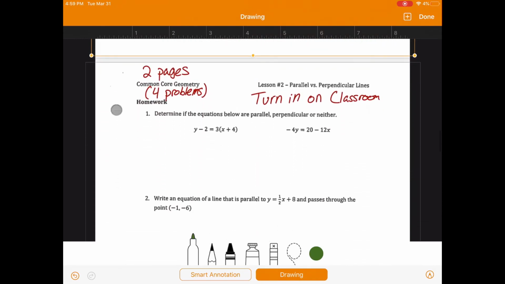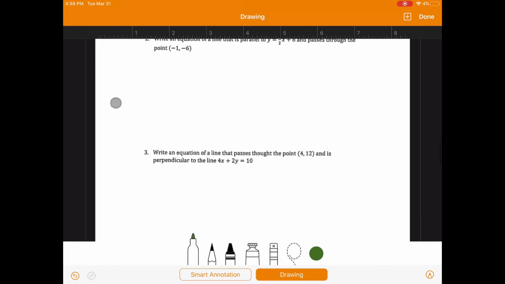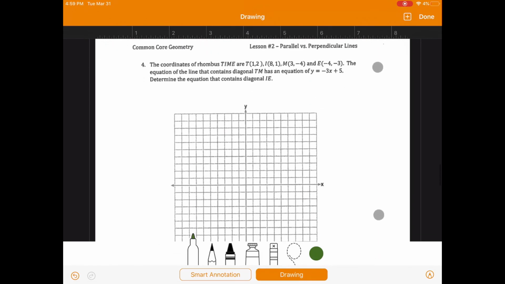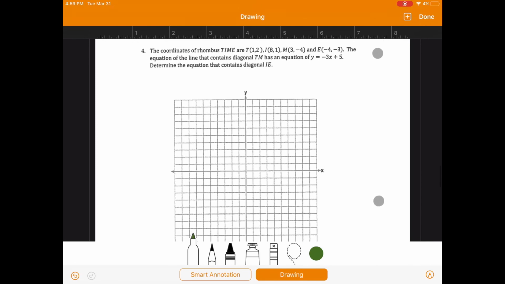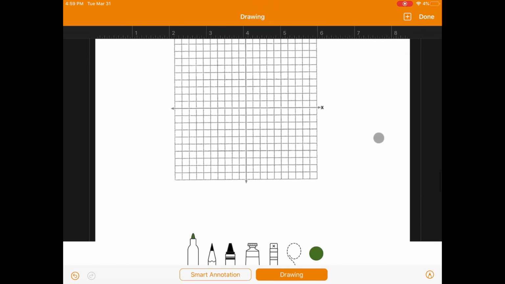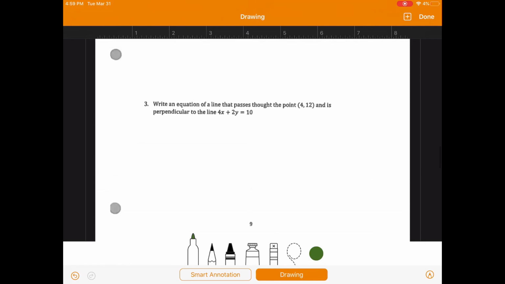Now, the homework for this is going to be 2 pages. So you've got this page, and then you've also got this one. It's only 4 questions, though, even though it's 2 pages. This one takes up a whole page because it has a graph on it.